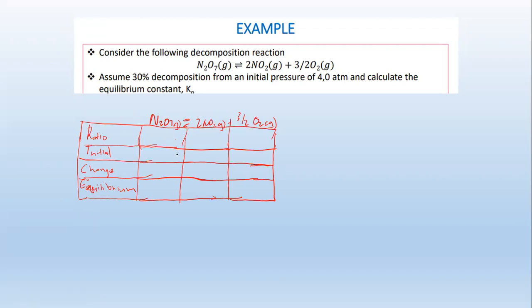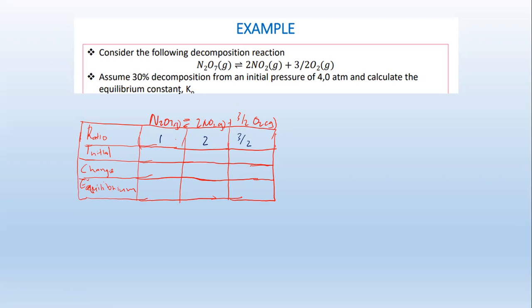This is the table that you need to know by yourself. Now here, wherever you see ratio, it is from the balanced chemical equation. I'm going to take the coefficients. What's the coefficient of this? It's 1. Coefficient of that is 2. And then coefficient of that one is 3/2. This is the ratio of the chemical equation. And therefore, initial is everything provided to you initially.